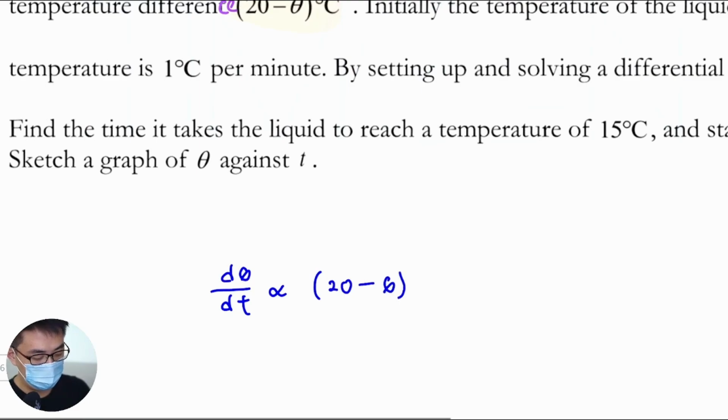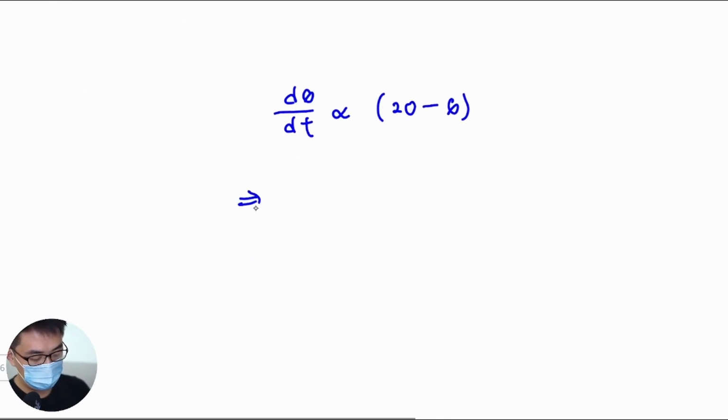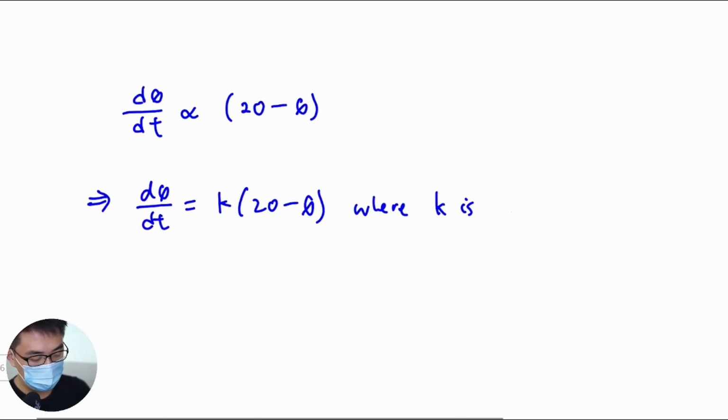Increasing, so hence d theta dt is equal to k, 20 minus theta. If it's increasing, you just say where k is a positive constant.